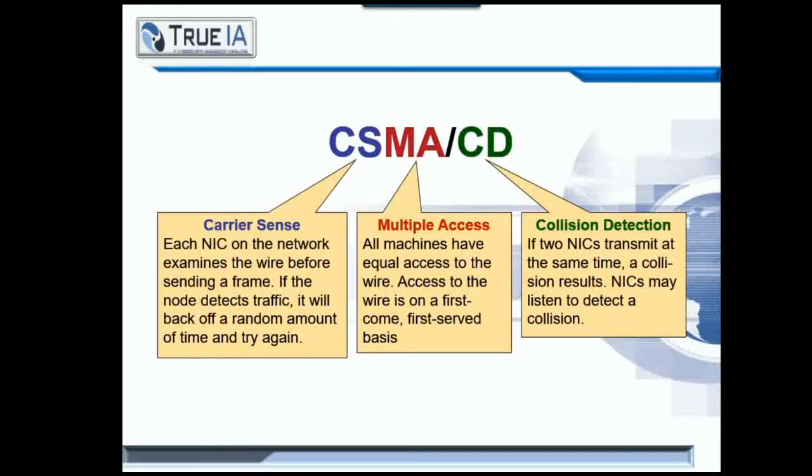So remember, I told you that Ethernet runs on CSMA/CD. That's carrier sensing, multiple access, collision detection. So carrier sensing, each NIC on the network examines the wire before putting a frame up for transmission. Multiple access, all machines have equal access to the wire, and collision detection, if two NICs transmit at the same time, a collision results. So the NIC may listen to detect for a collision.